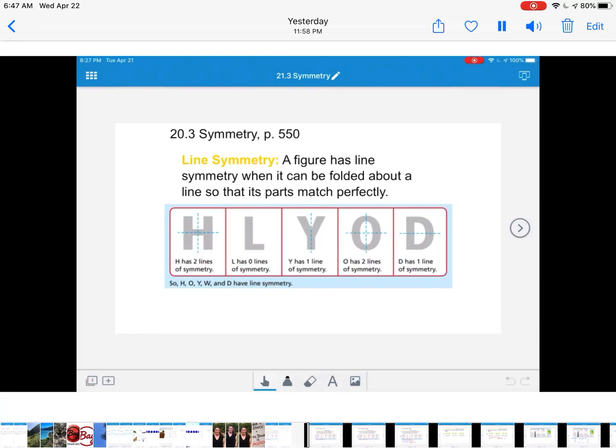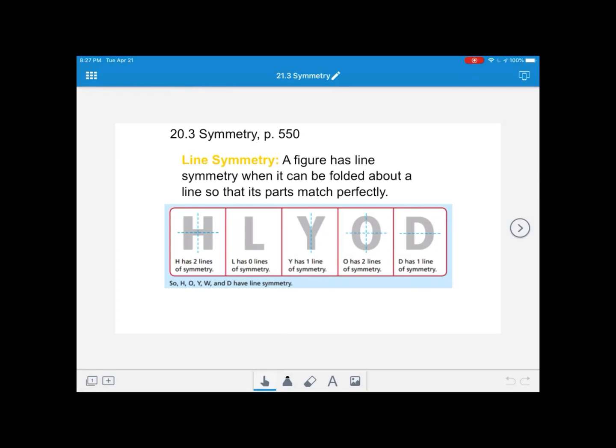Today we'll be talking about symmetry. Symmetry is when a figure can look the same on one side as it does on the other. Now, because we are studying motion geometry, we're going to be talking about moving figures and seeing if they still have symmetry. So there's two different types of symmetry that we're going to be talking about today.